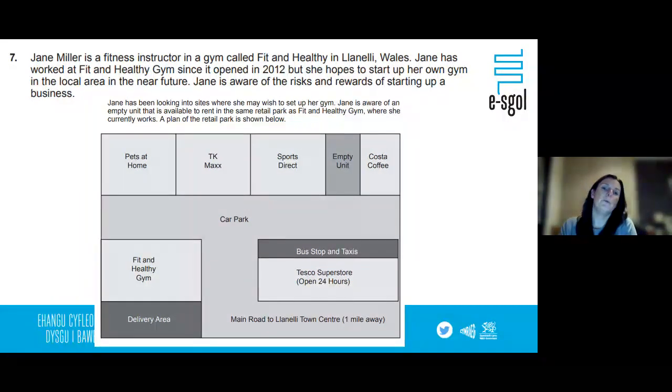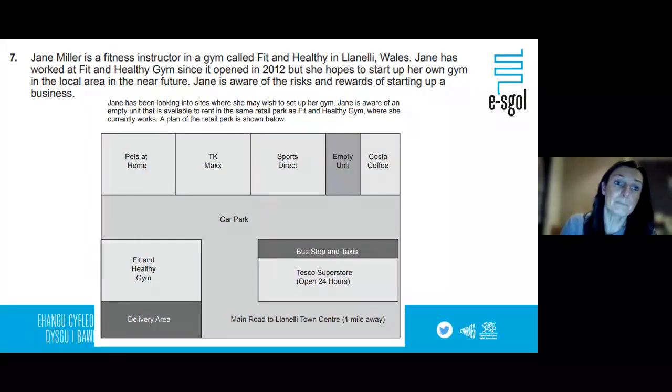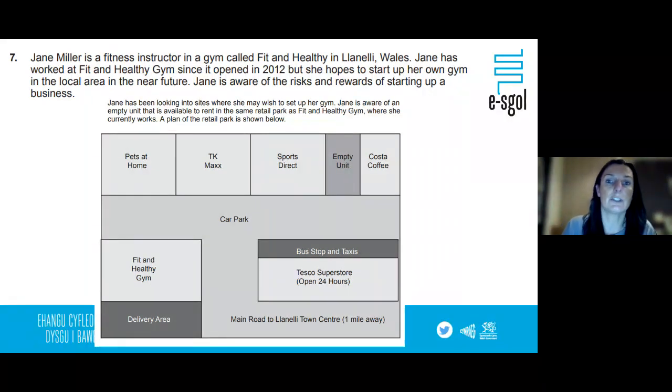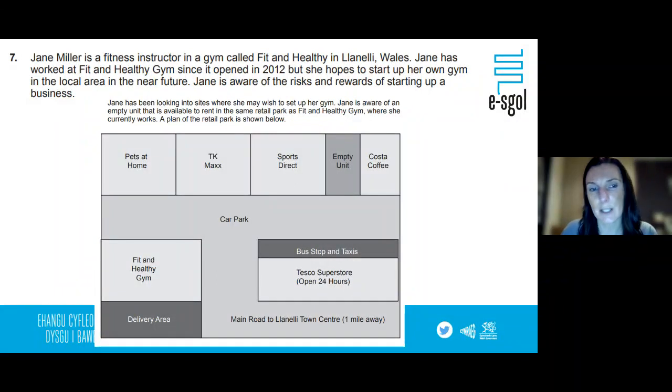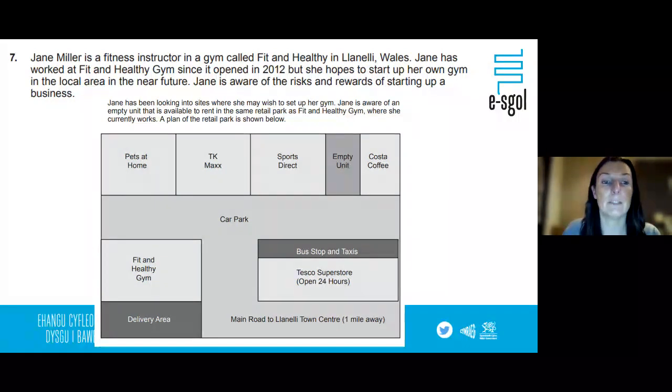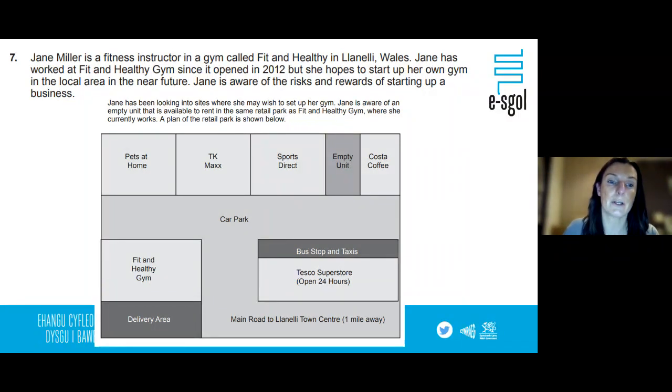Okay, so this is going back to the gym one that we saw a little bit further up. Again, Jane Miller is a fitness instructor, so we came across her a couple of questions ago. Jane has been looking into sites where she may wish to set up a gym. Jane is aware of an empty unit that is available to rent in the same retail park as Fit and Healthy Gym, where she currently works. A plan of the retail park is shown below.